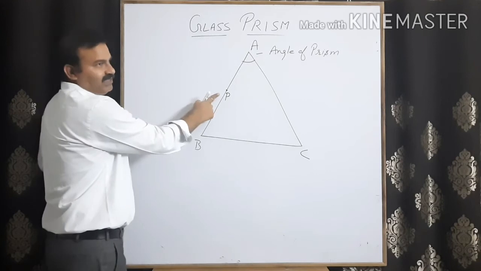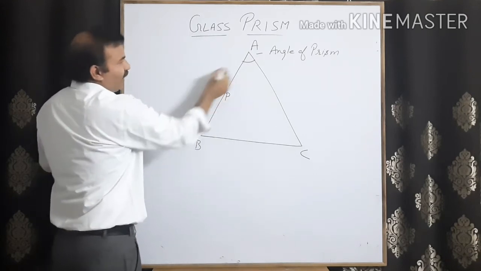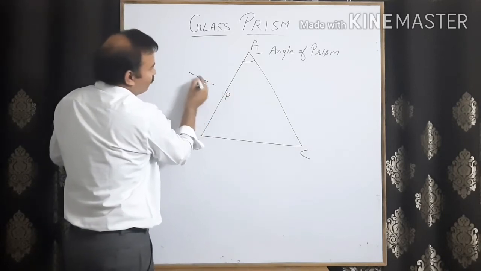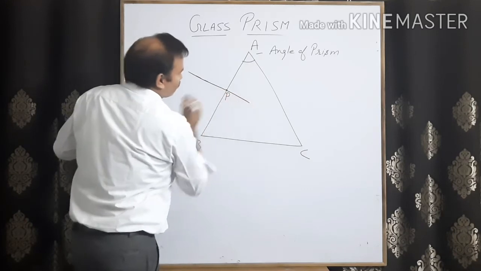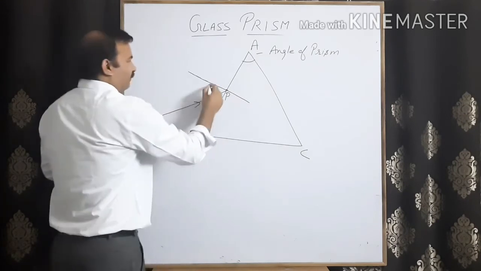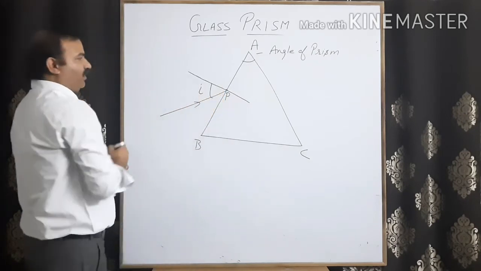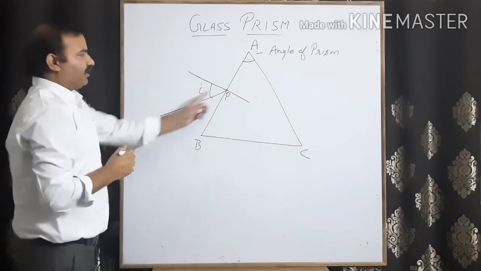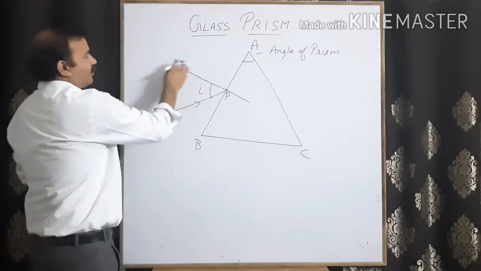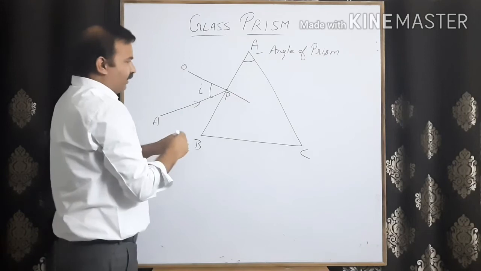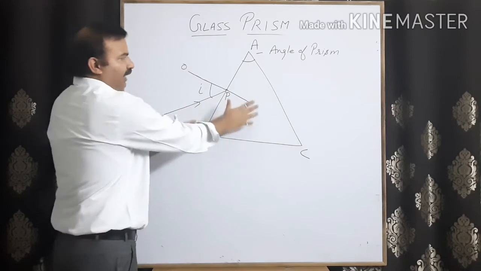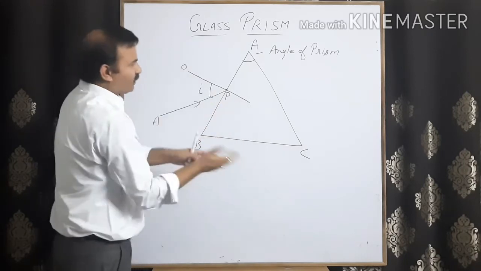This is the point of incidence. At this point, as this surface is a little bit tilted, the normal to this will be like this. This is the normal. And this is the incident ray. This is i, that is the angle of incidence. AP is the incident ray, and OP is the normal. Now we know that when a ray of light goes from a rarer medium to a denser medium, as this is glass, a denser medium, it bends towards the normal.